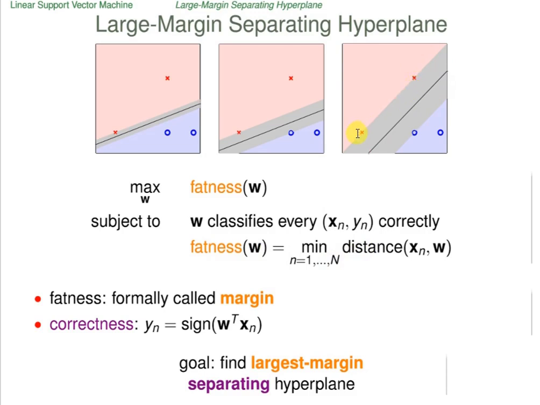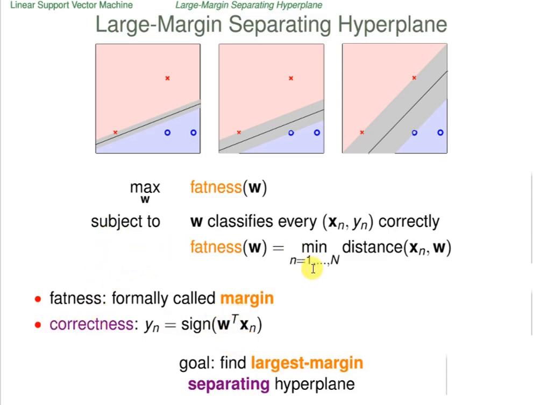So the minimum distance is one of the three: the distance from this point to the hyperplane, or from this point to this hyperplane. And again, we call the fatness of the hyperplane, this region, a margin. And then correctness, this W classifies every x, y correctly, means the following: y should agree with the sign of your selected hypothesis. So y is a given target value, or the label in a supervised learning task for this example. So y is equal to the sign of the dot product means correctness.